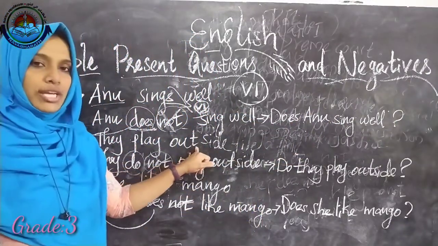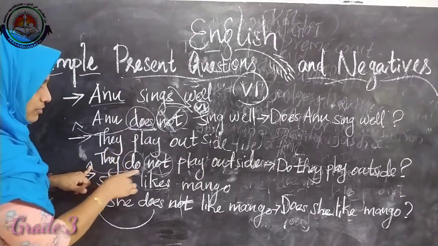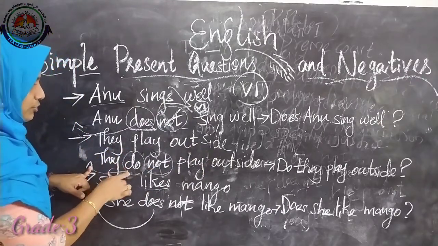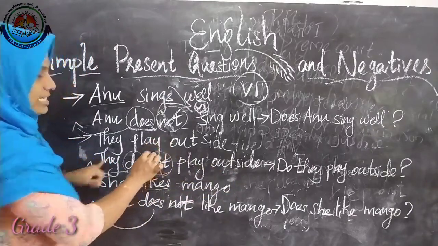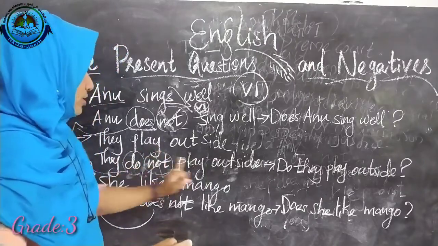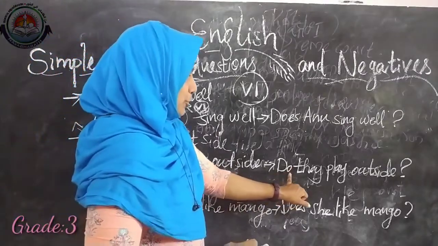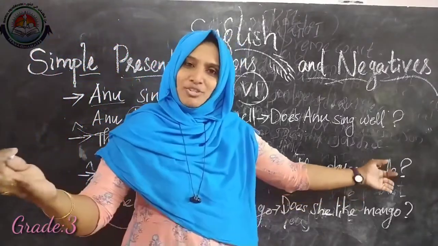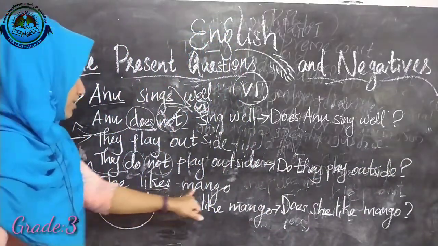They play outside. They is plural, so we will use do not. So: they do not play outside. This play is already in its V1 form, so we don't need to change it. Then for its question form, we will cut this not. So the sentence becomes: Do they play outside? Very easy. Then the last one, she likes mango.